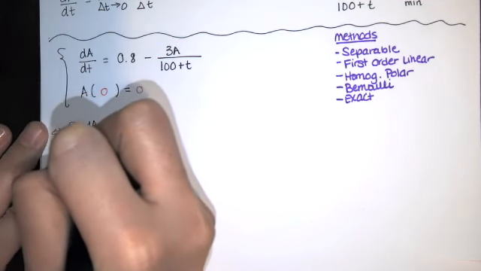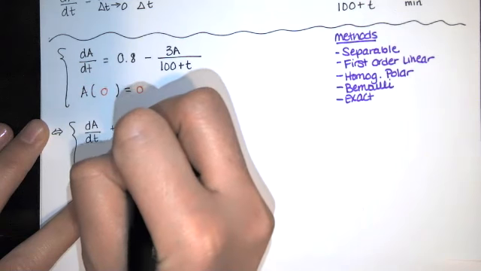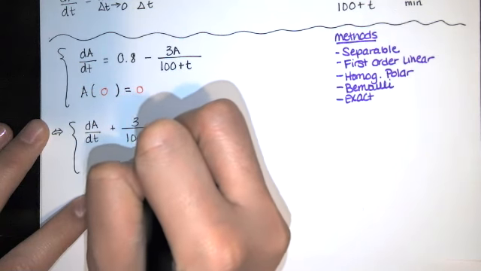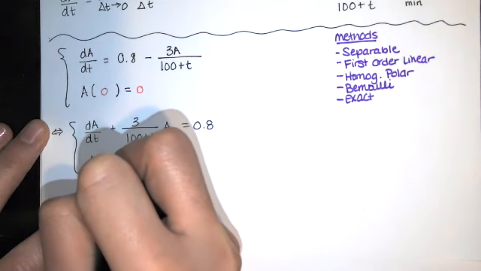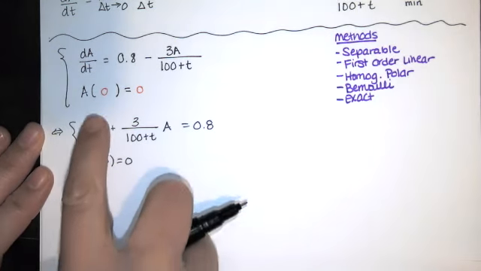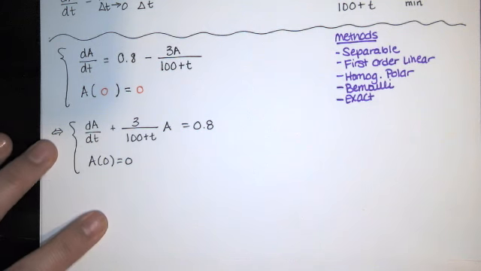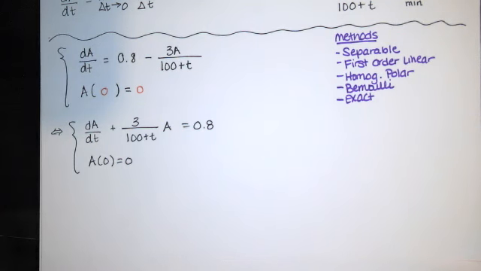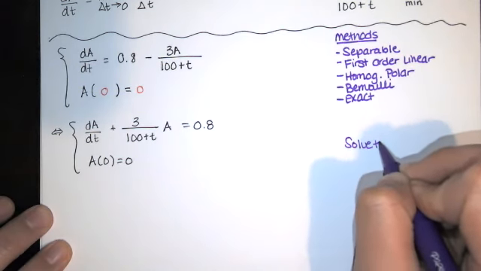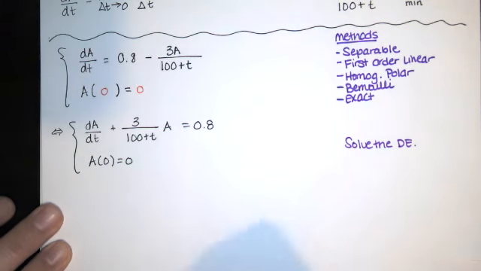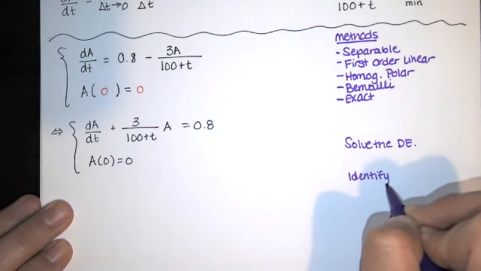So I will rearrange that differential equation by adding this term to both sides and then factoring out the A. And now you see you've got the derivative plus a function of t times A equals a function of t, and it's first order linear. Whenever we solve a first order linear equation, the first thing we do is identify p and compute its antiderivative.